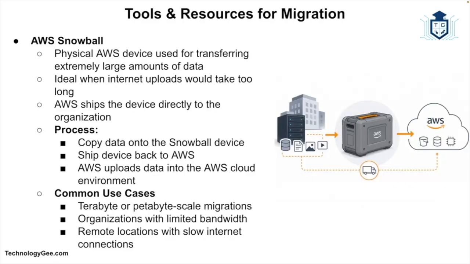Now, AWS does provide a ton of tools to help with migration. So let's go ahead and talk about some of the important ones. The first one is called AWS Snowball. So what if you have massive amounts of data, like terabytes or petabytes of data? Well, uploading that over the internet could take forever. And that's where AWS Snowball comes in. So basically, AWS ships you a physical device. You load your data onto it, send it back, and AWS uploads it into your environment. And the use case for this will be large-scale data transfers and limited bandwidth environments.